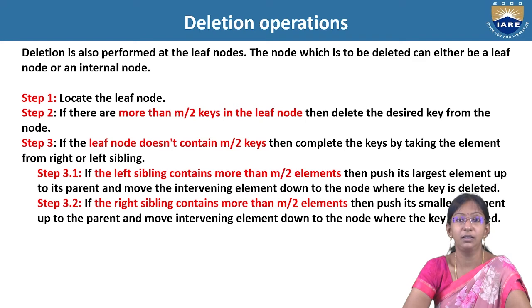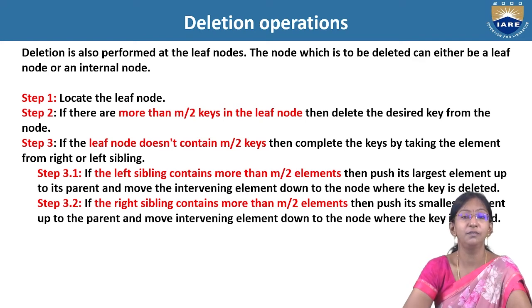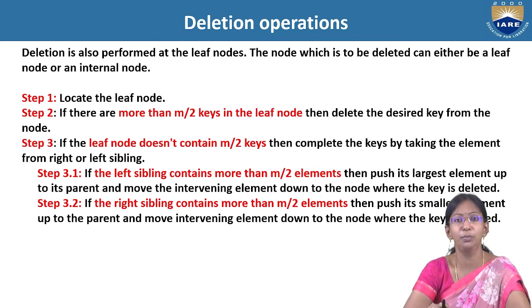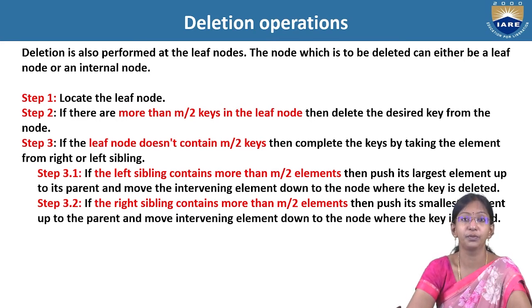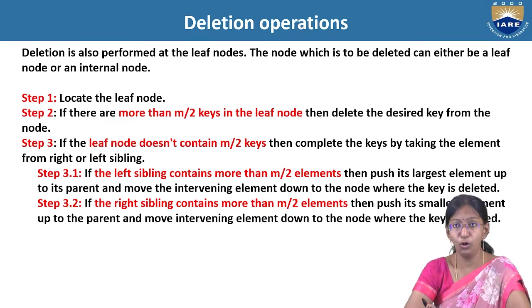Locate the leaf node with the element which you want to delete. If there are more than m by 2 keys in the leaf node, then delete the desired key. Not a problem. If there are 3 elements, you delete 1 out of the 3 keys, max 3 keys, then there will not be any problem because 2 keys will be present, which is greater than half. What if removal brings it down? Then you have to borrow from one of the siblings, left or right. So 2 options will be there.